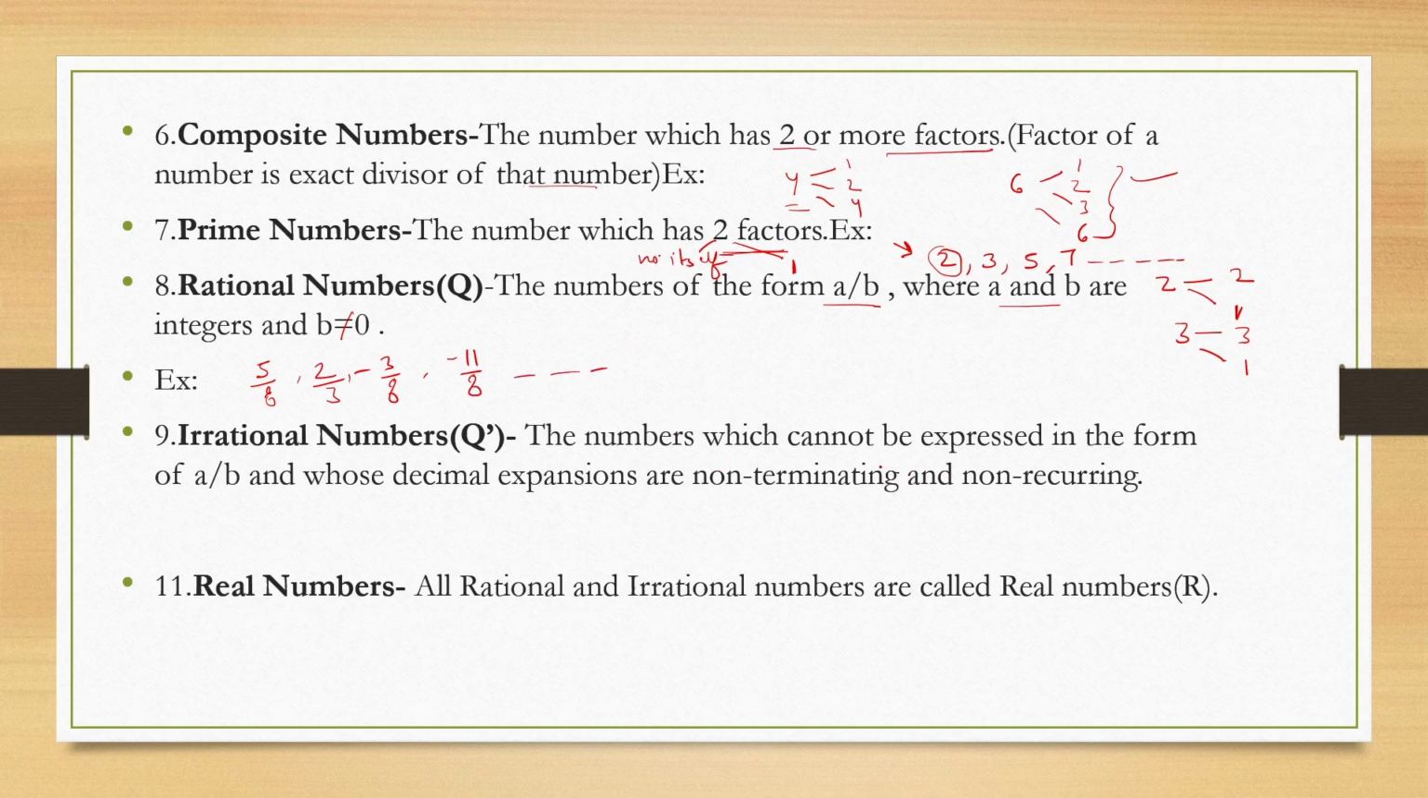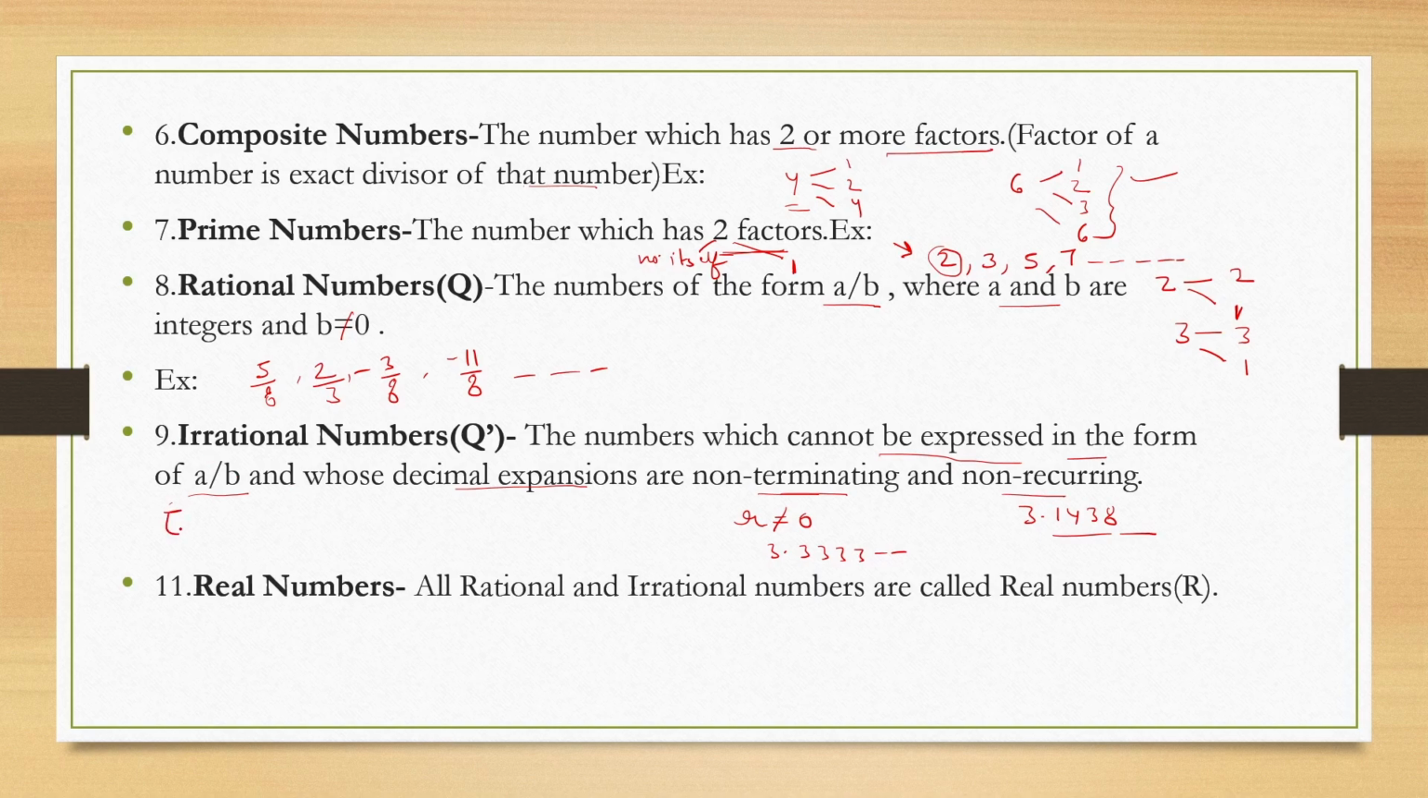So irrational numbers, what are irrational numbers? The numbers which cannot be expressed in the form of a upon b and whose decimal expansions are non-terminating and non-recurring. Non-terminating means the remainder will never be 0, so they will keep on going like 3.3333. And non-recurring means something like 3.1438, with no repeating pattern.